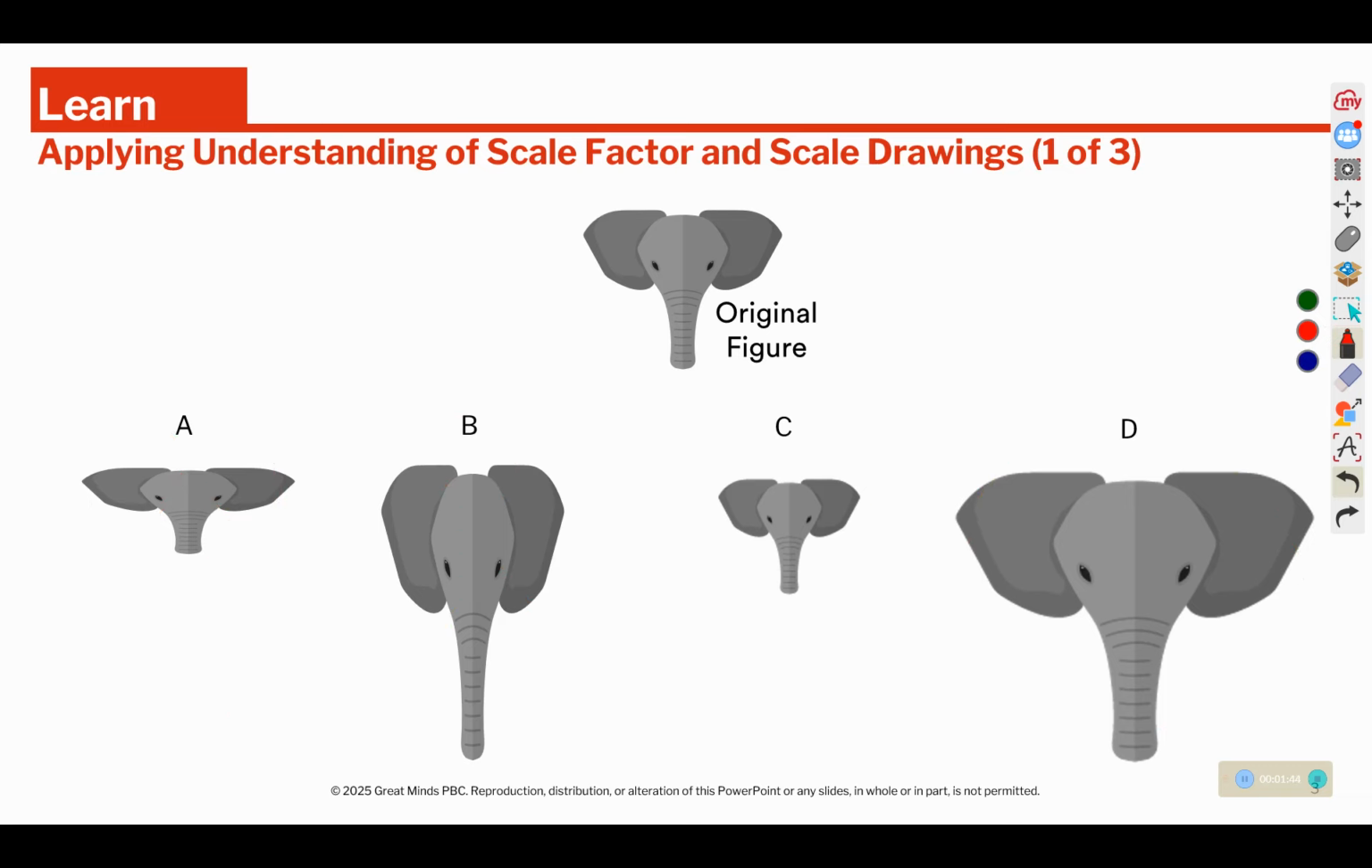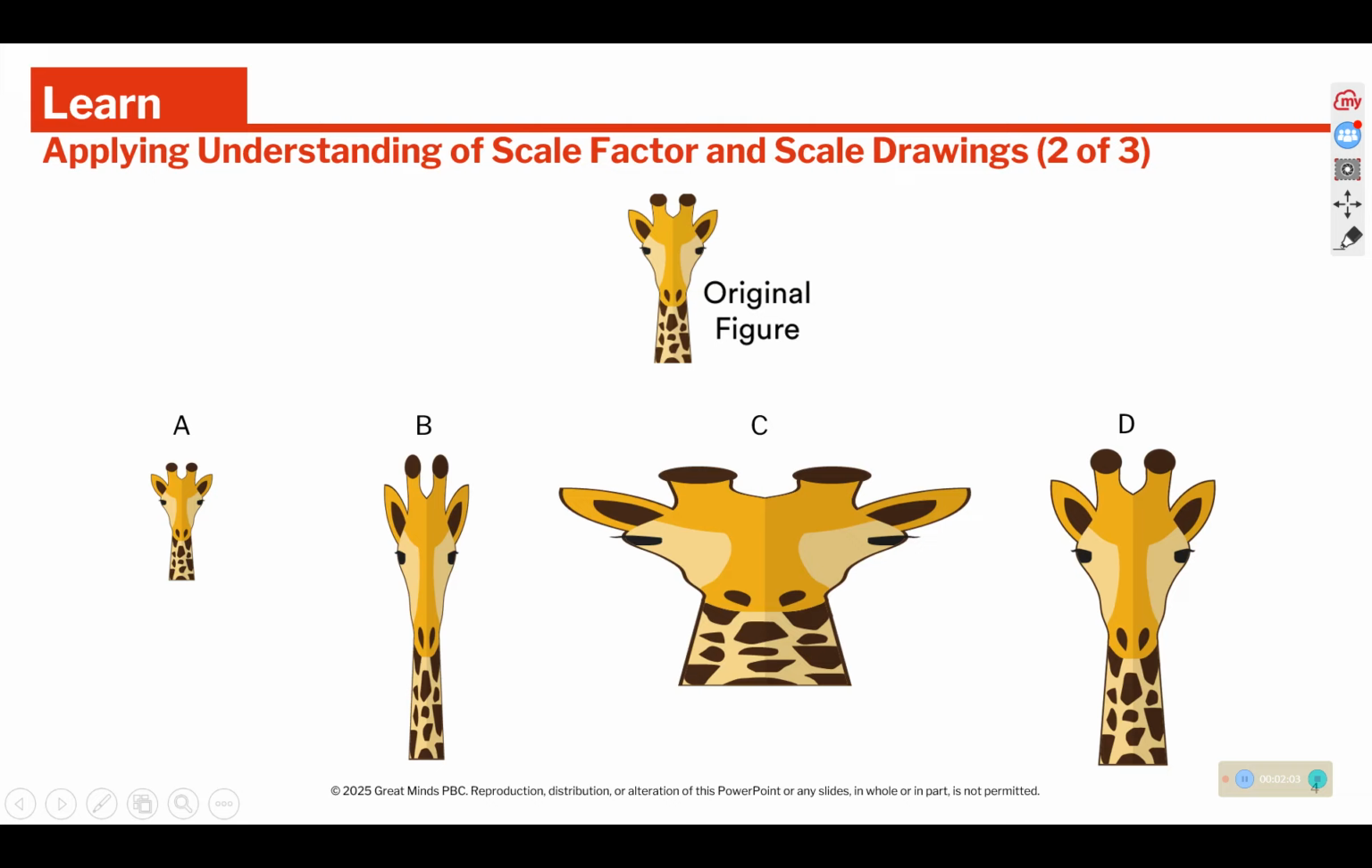There are 2 types of scale drawings. One is called a reduction, where we shrink the original figure, and one is called an enlargement. Here we have the giraffe. Which of these are scale versions of the original figure? A and D. A would be considered a reduction, and D would be an enlargement.